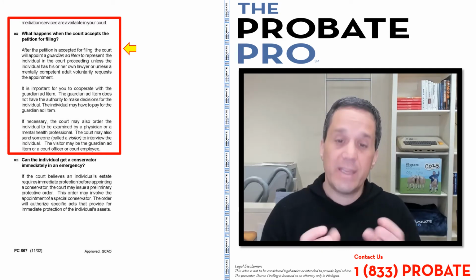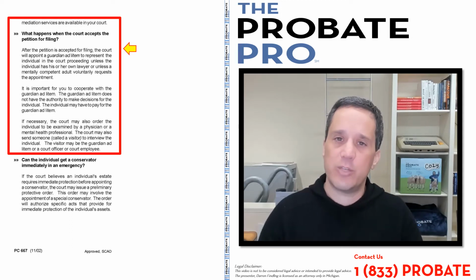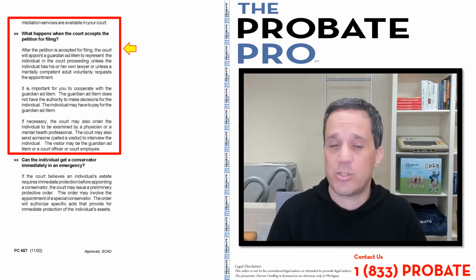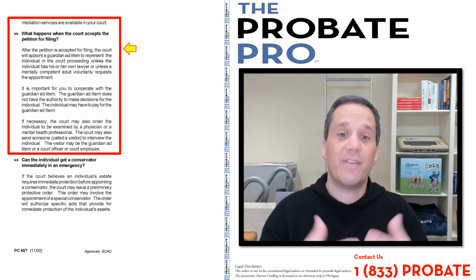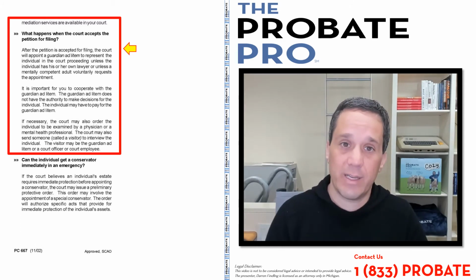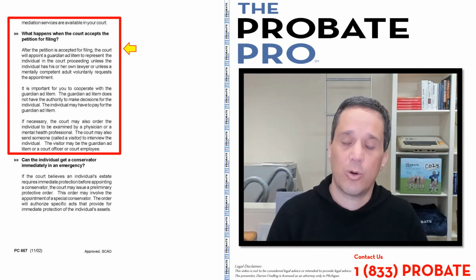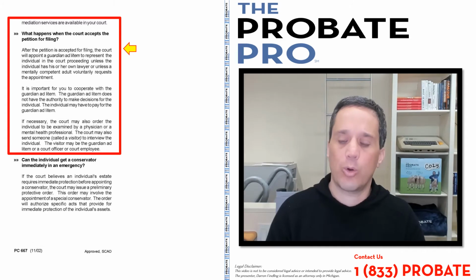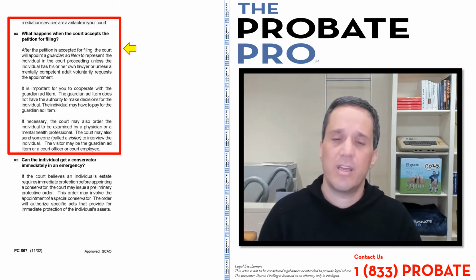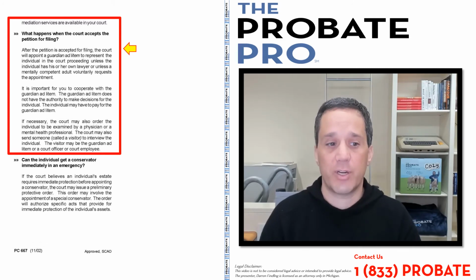The petition then needs to be served on all of the interested parties as set forth by statute and court rule, given notice of the upcoming hearing. The guardian ad litem will write a report and submit it to the court, and then there'll be a court hearing. And at that court hearing, the court will make an adjudication based on a clear and convincing evidence standard as to whether the person is in need of a conservator.